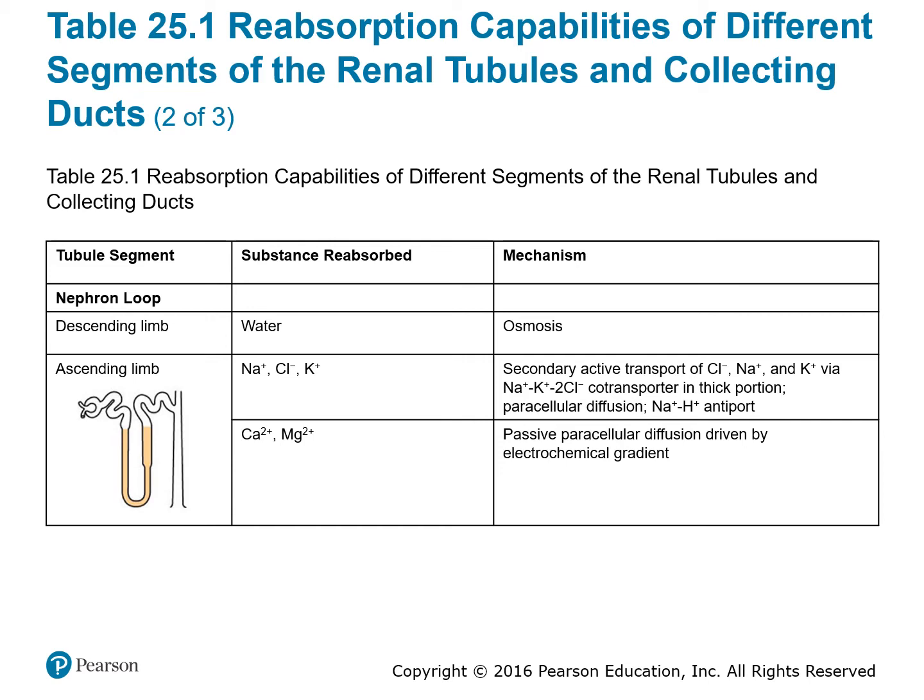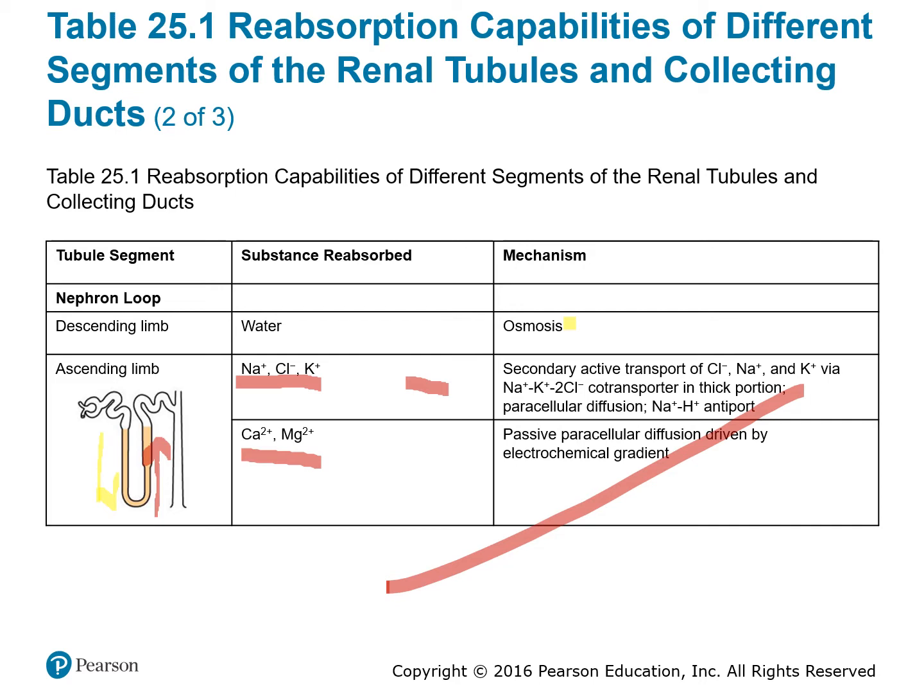So the tubule segment here is our nephron loop, this loop right here. We have the descending limb, going down right here, so the direction is going this way. This is going to reabsorb water via osmosis. And then our ascending limb, this side over here, coming up this way, is going to reabsorb sodium, chloride, potassium, calcium, and magnesium. Sodium, chloride, potassium is secondary active transport via sodium-potassium-chloride co-transport in the thicker portion.